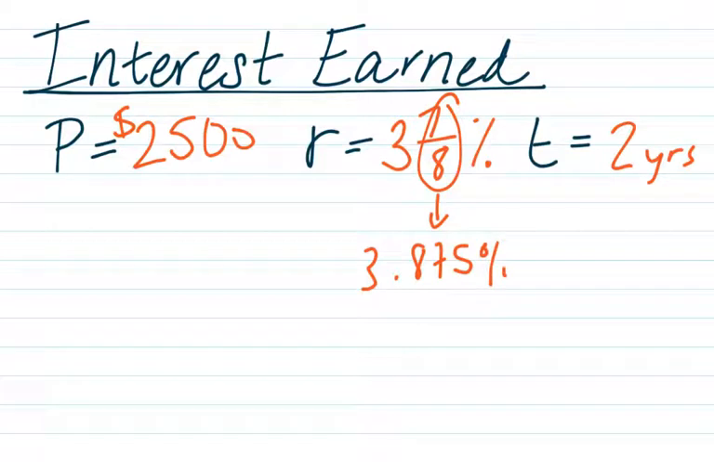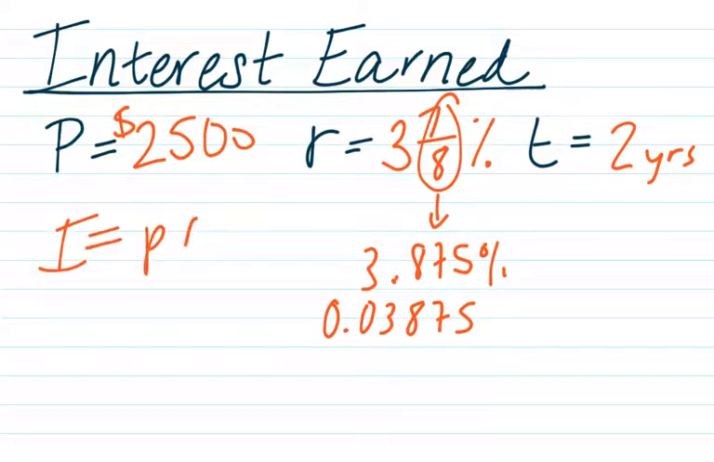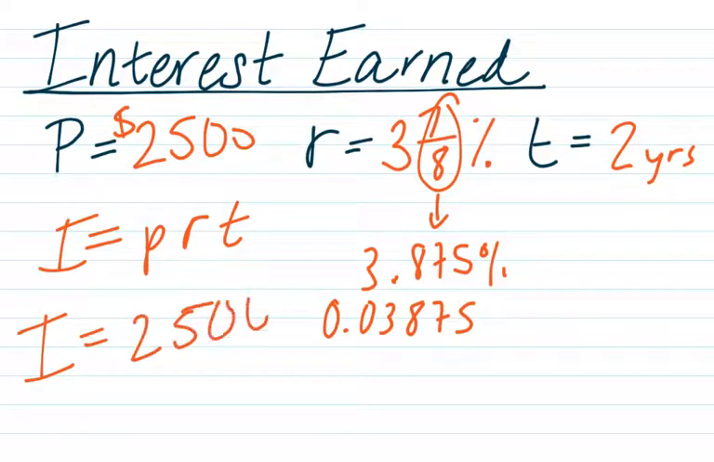So what I want us to do first is to rewrite that fraction percent as a decimal, and then take the percent and rewrite that as a decimal. So this 3.875% becomes 0.03875. Whew, that's a doozy. But to find our interest, we're going to do interest equals principal times rate times time. So I equals 2,500 times that decimal 0.03875 times our time, which is 2 years.